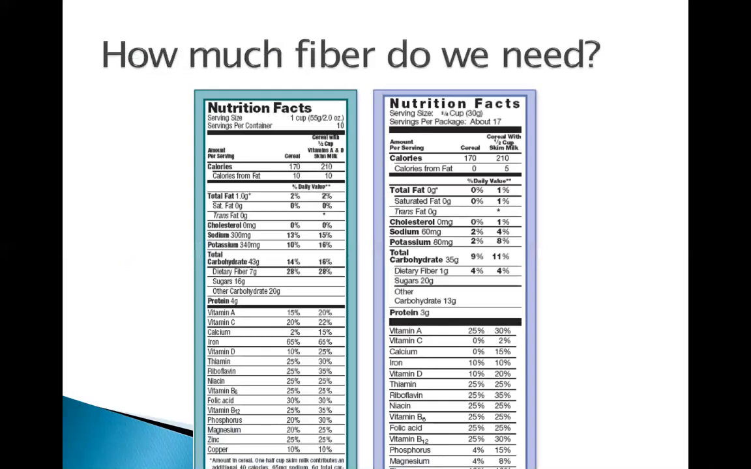How much fiber do we need? So these are just two nutrition facts compared, and I believe that these are for different cereals, but you could see one of them has 7 grams of fiber and the other one has 1 gram of fiber. So the one with the 7 grams of fiber would be a much better choice for fiber recommendations. The AI for fiber is 25 grams a day for women and 38 grams a day for men. And most people do not meet their recommended intakes for fiber. Our diets are significantly lacking in fiber.